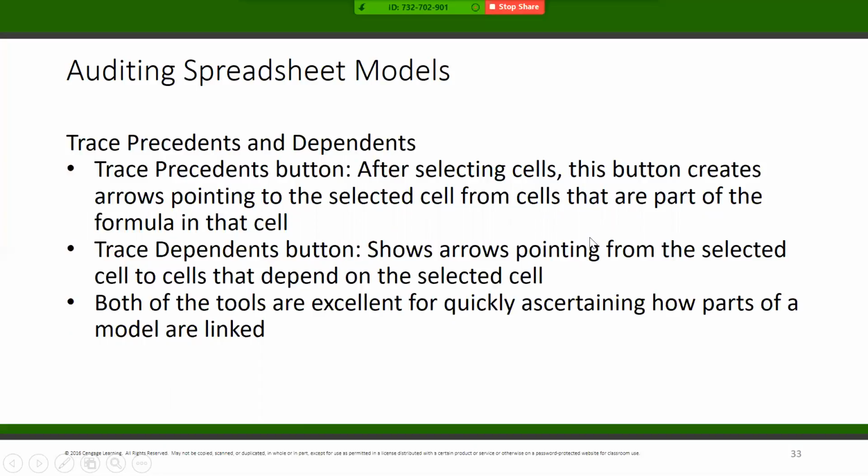Now, the trace precedence and dependence. If we have the trace precedence button, after selecting cells, this button creates arrows pointing to the selected cell from cells that are part of the formula in that cell. The trace dependence button shows arrows pointing from the selected cell to cells that depend on that selected cell. Both of these tools are excellent for quickly ascertaining how parts of a model are linked together.